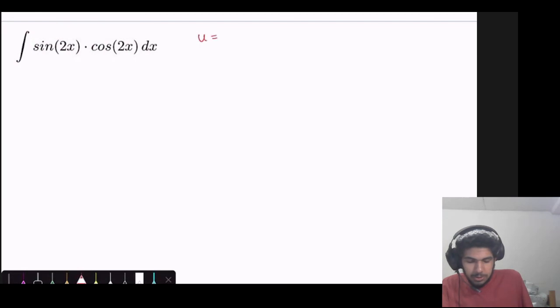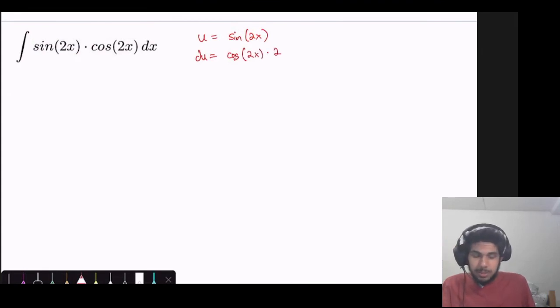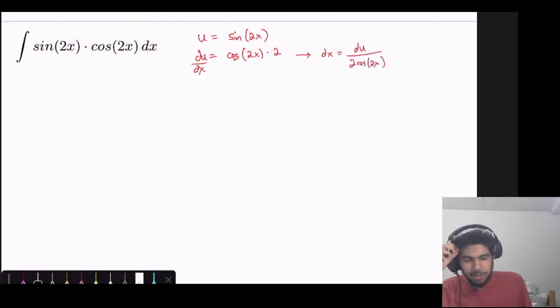Let's choose u equals sine of 2x. Well then, the derivative of u, that's going to require the chain rule. So the derivative of the outside is cosine of 2x. The derivative of the inside is 2. We multiply those. This is du dx. So that tells us that dx equals du divided by 2 cosine of 2x. And sure enough, we can see that there's this cosine of 2x term. Those will probably cancel.